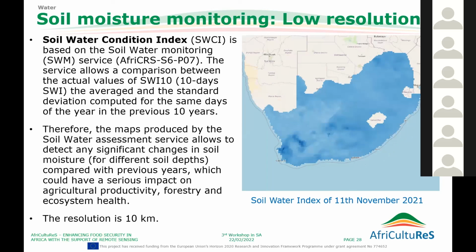This is, of course, based on the historical values of the soil moisture. We can provide every 10 days the soil water condition index and compare it with the corresponding values of the same period of the year before or in the 10 years before. In this way, we can estimate any change with respect to the year before in positive or negative direction.